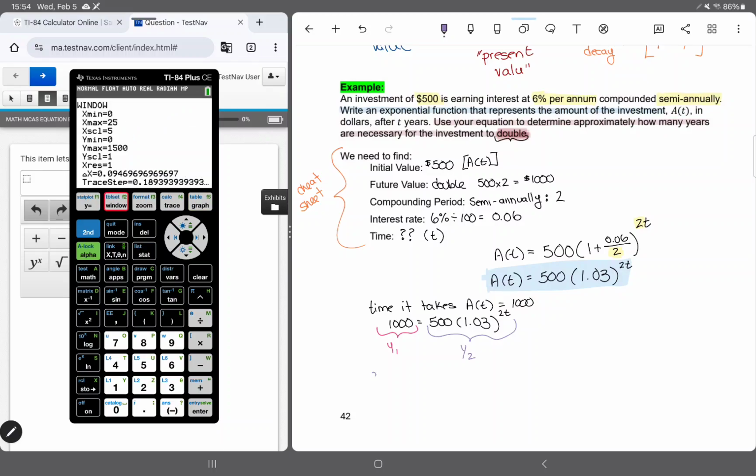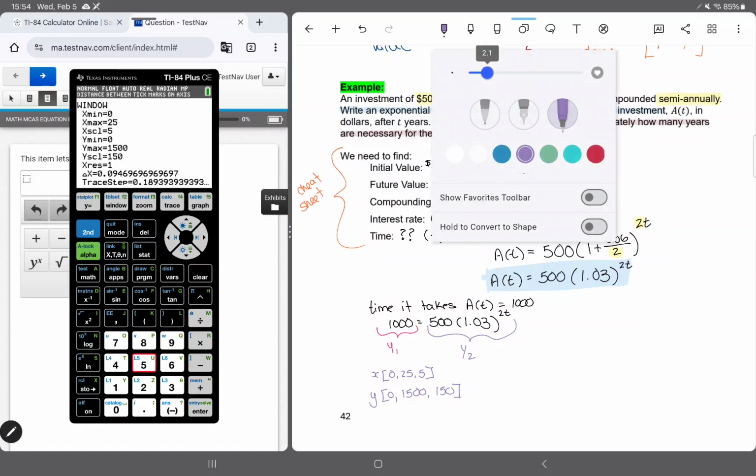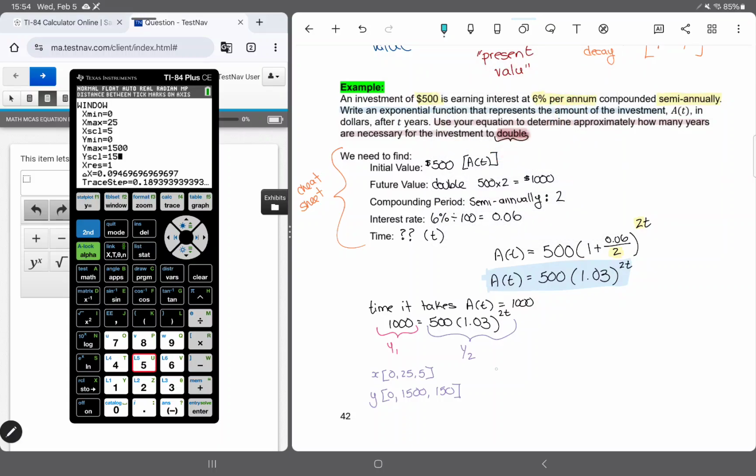So again, we should jot down our window. I should change my scale if I'm going up to 1,000. Let's count by, say, 100. Actually, let's do 150, from 0 to 1,500, counting up by 150. And then we want to doodle a quick sketch. So I have a graph coming out like this, a graph coming out like this, and we're looking for that intersection.